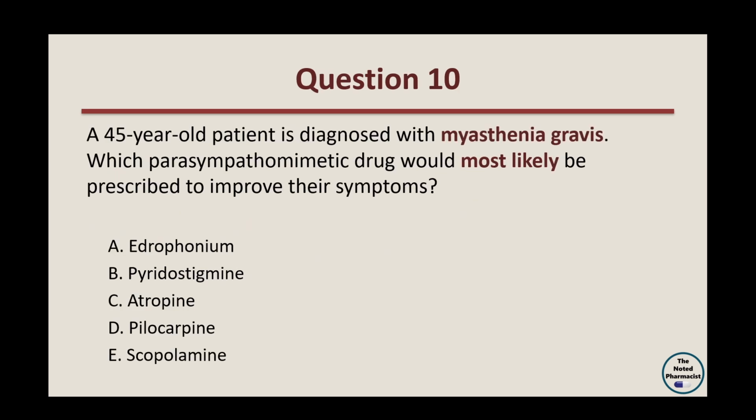Question 10. A 45-year-old patient is diagnosed with myasthenia gravis. Which parasympathomimetic drug would most likely be prescribed to improve their symptoms? Option A, edrophonium. Option B, pyridostigmine. Option C, atropine. Option D, pilocarpine. Option E, scopolamine.